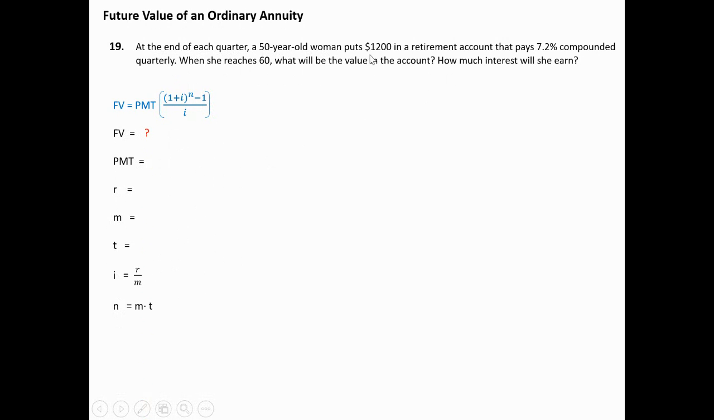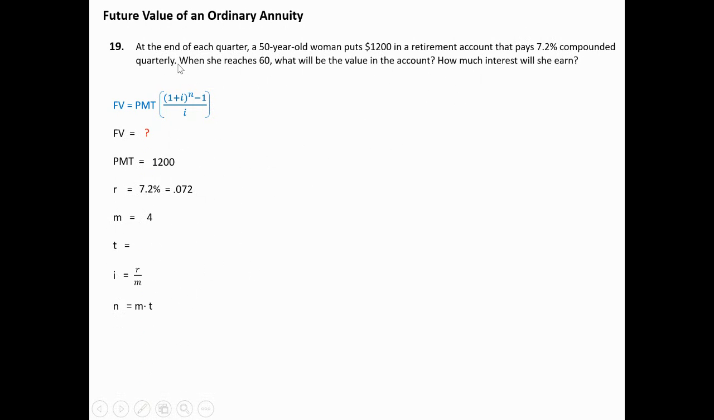The payment that she's putting in there is $1,200. The interest rate is 7.2% compounded quarterly. So quarterly means 4. So you convert the percent into decimal, which would be 0.072. And compounded quarterly means 4.